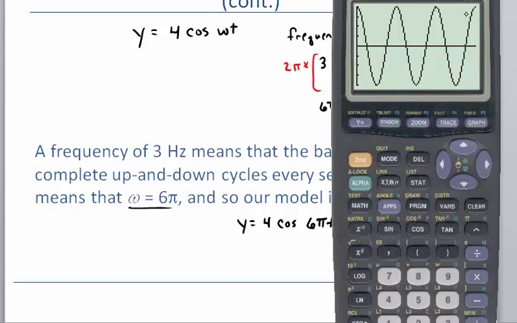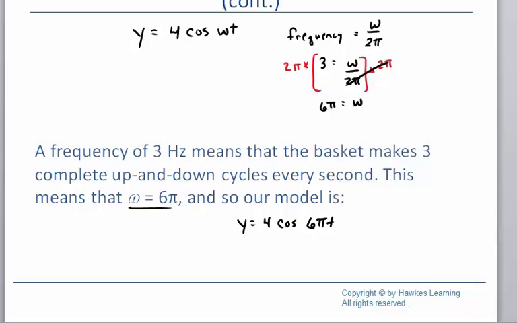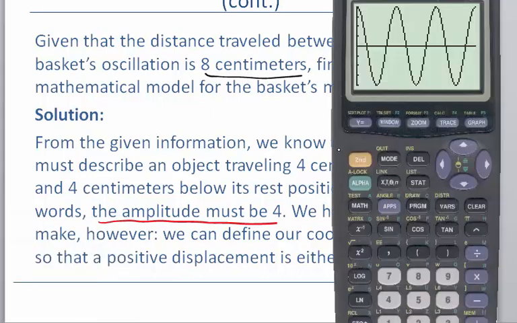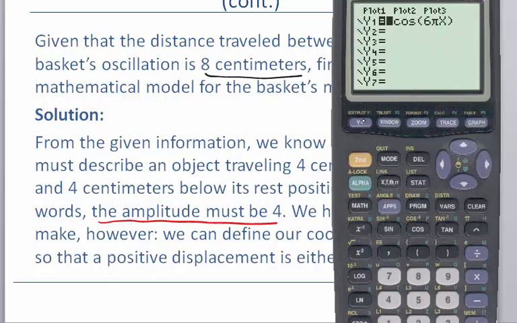Now, if you remember, they told us that we had a decision to make about the amplitude. It said we had a choice to make. We can define our coordinate system so that a positive displacement is either up or down. So essentially what this is saying is that it is possible to either start the scale in an up position or start the scale in a down position. And it's really equally okay to do it either way.